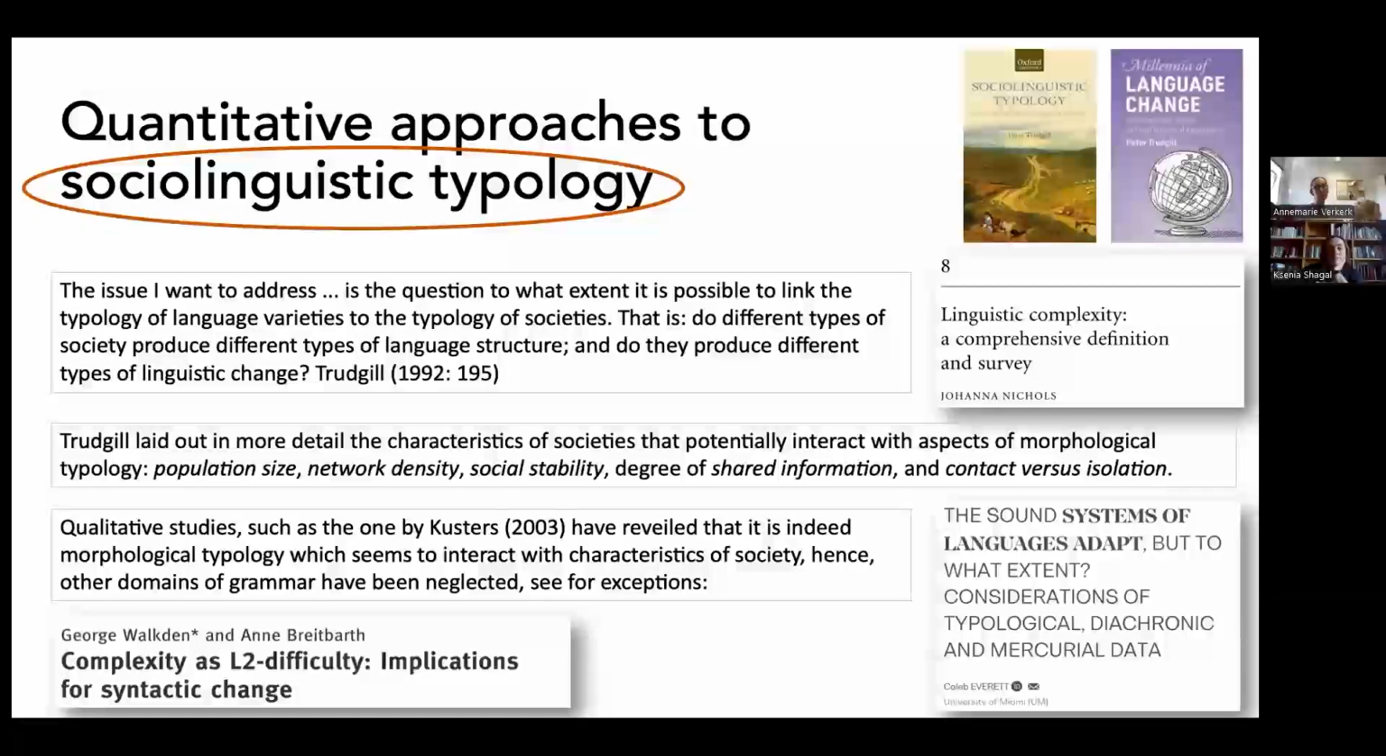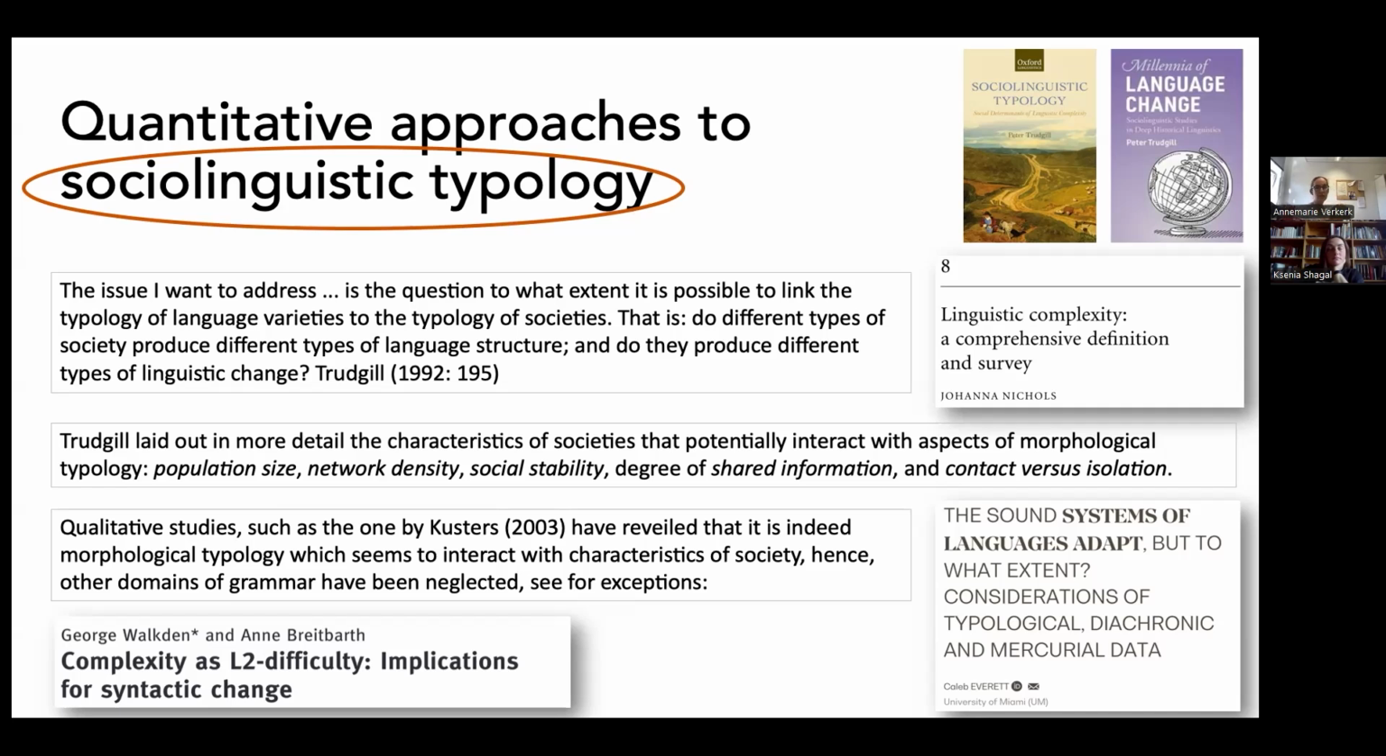So that brings us to what sociolinguistic typology really is. And another Trudgill quote here: So the issue I want to address is the question: to what extent is it possible to link the typology of language varieties to the typology of societies? That is, do different types of society produce different types of language structures, and do they produce different types of linguistic change, right? And so that's the center of this entire approach.